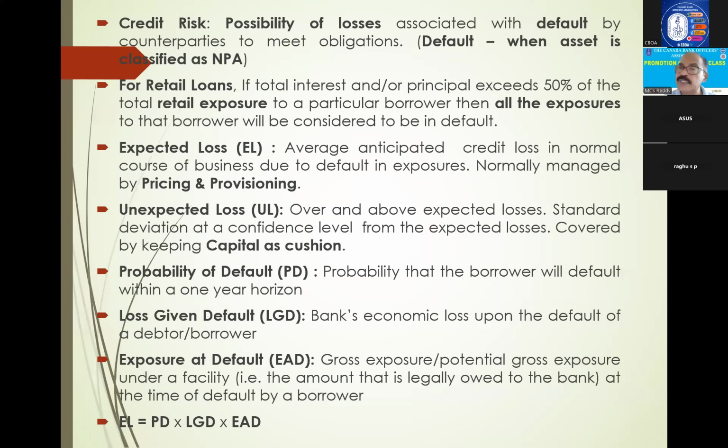Provisioning again, we may be increasing. Suppose it is a restructured loan. Instead of 0.4%, we will say 5% provisioning. If it has become NPA, starting from 15% onwards, provisioning will go up. This is how we will cover in case of expected losses. And this expected loss we calculate, the equation is PD, LGD and EAD: PD, probability of default, multiplied by loss given default and multiplied by exposure at default. What is this probability of default? Here the definition is given: the borrower will default within a 1 year horizon.